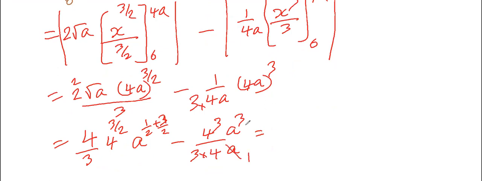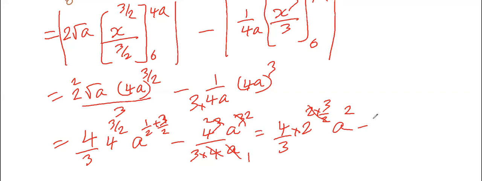So here 1a and 1a will get cancelled, and then this will be 2 square. So 2 square, 4 by 3 into 2 square into 3 by 2. This 2 cancels. Here I am getting a to the power of 4 by 2, which is nothing but a square, minus, this 4 and this 4 get cancelled. So I will get 4 4s are 16 divided by 3 and this a square. So this is what I got.